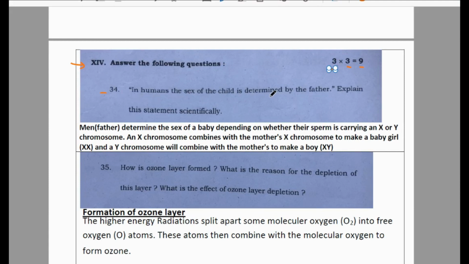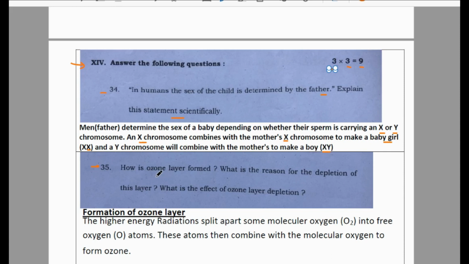In humans, the sex of the child is determined by the father. Explain the statement scientifically. The father determines the sex of a baby depending on whether the sperm is carrying an X or Y chromosome. An X chromosome of father combines with X chromosome of mother to make a baby girl XX, and Y chromosome will combine with mother's to make a baby boy XY.